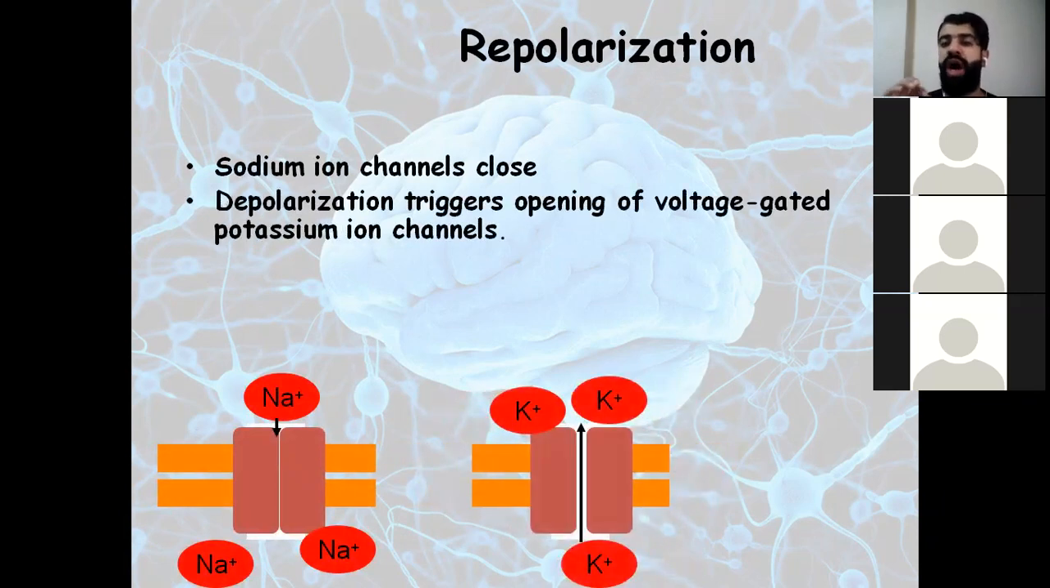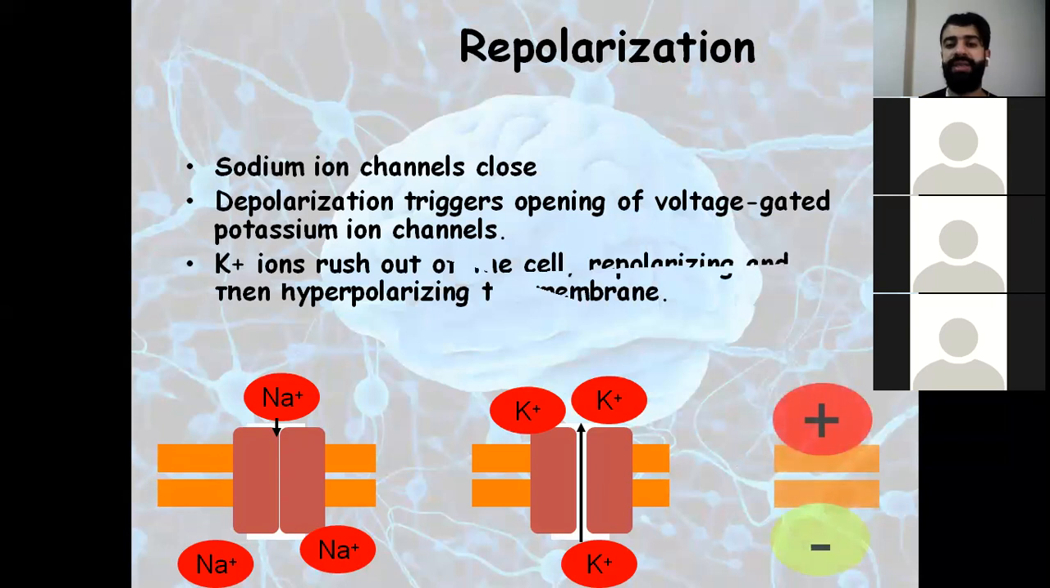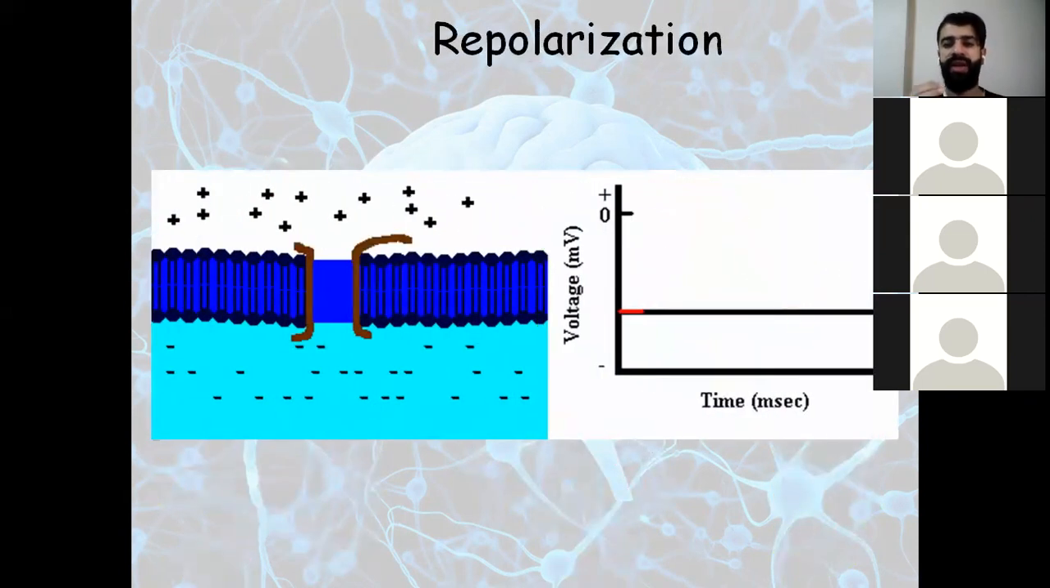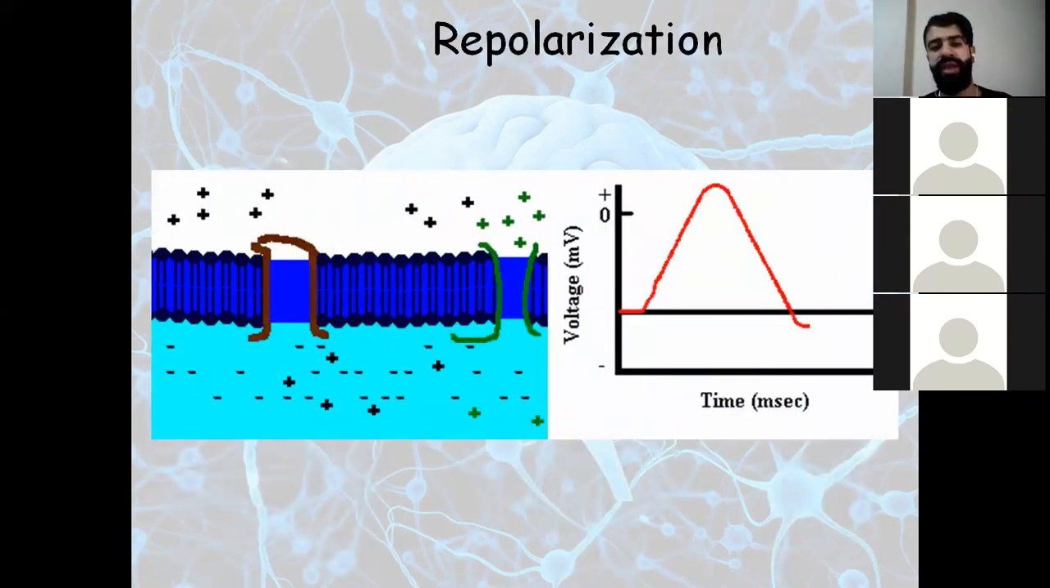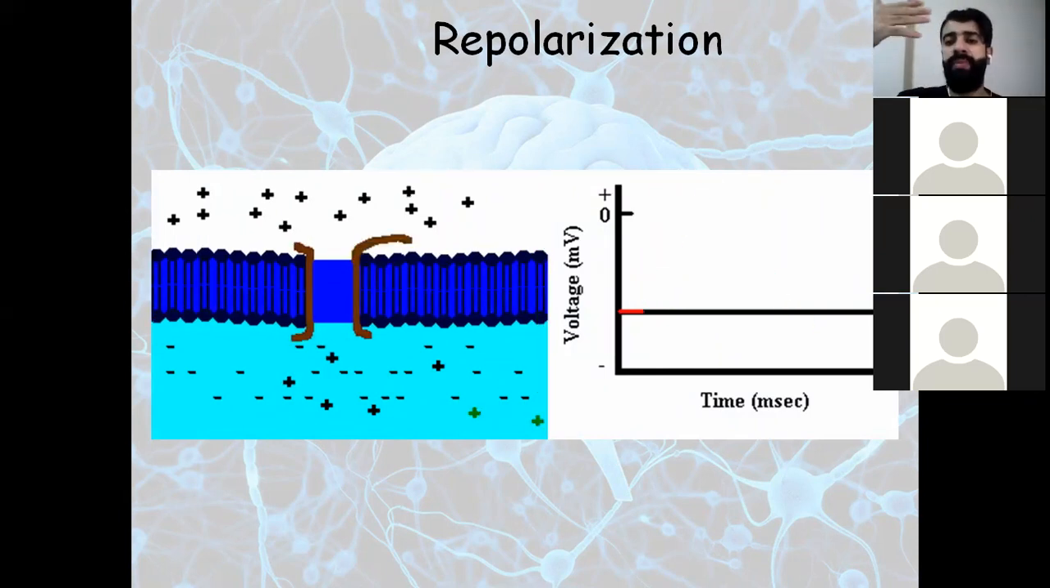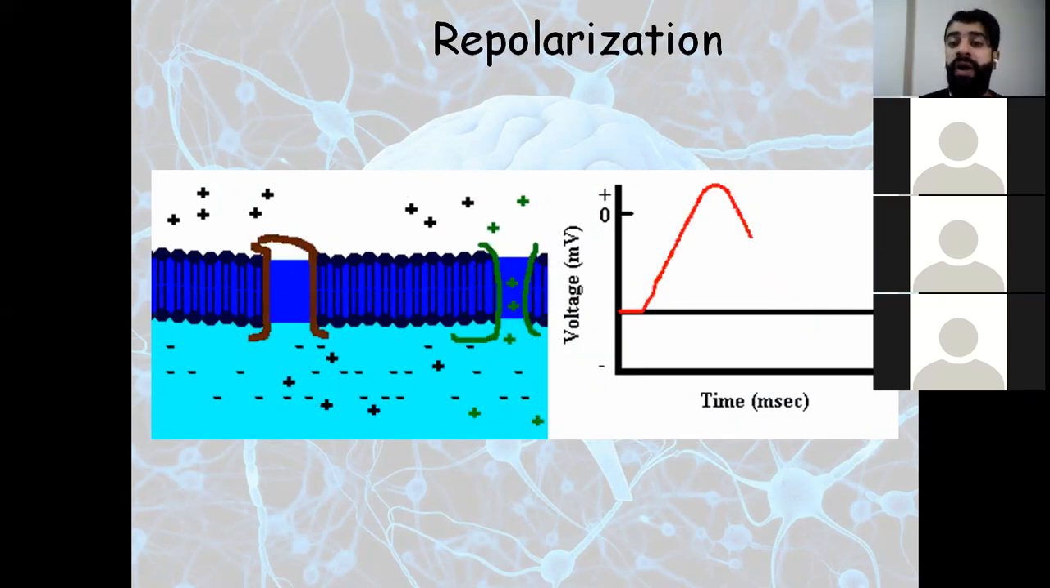Depolarization triggers the opening of voltage gated potassium ion channels, K plus channels. So K plus rushes out of the cell, repolarizing, and then hyperpolarizing the membrane. So here repolarization is going back to the negative, since the K plus rushes out of the cell and more positive charge accumulates on the outside of the cell.